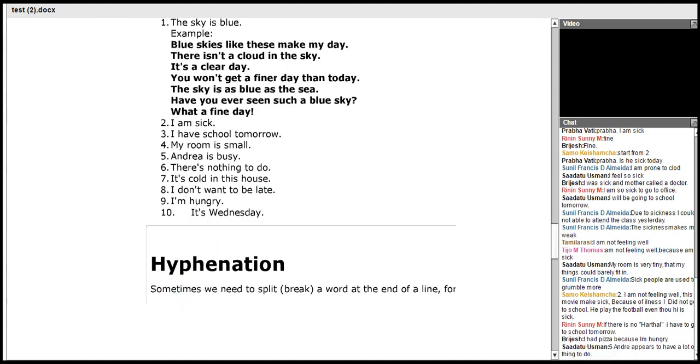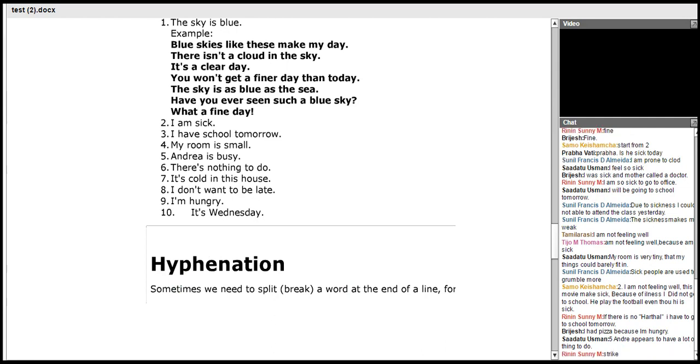Sunny, what is hartal? Kindly write it again.